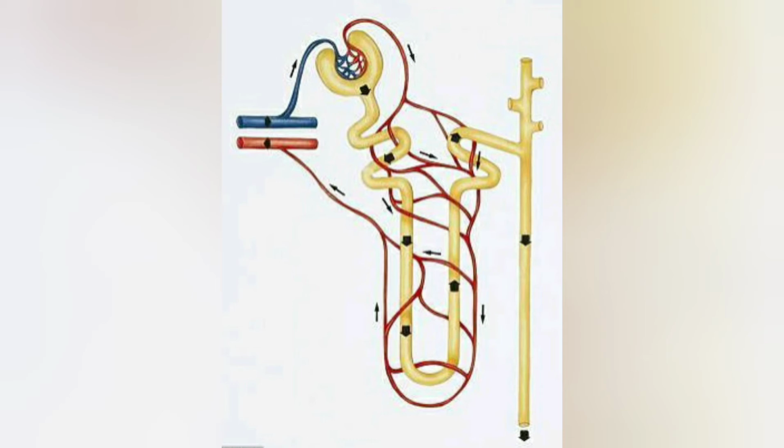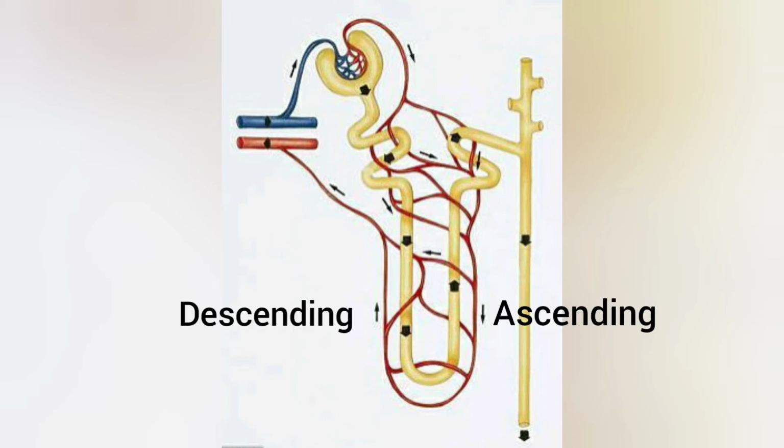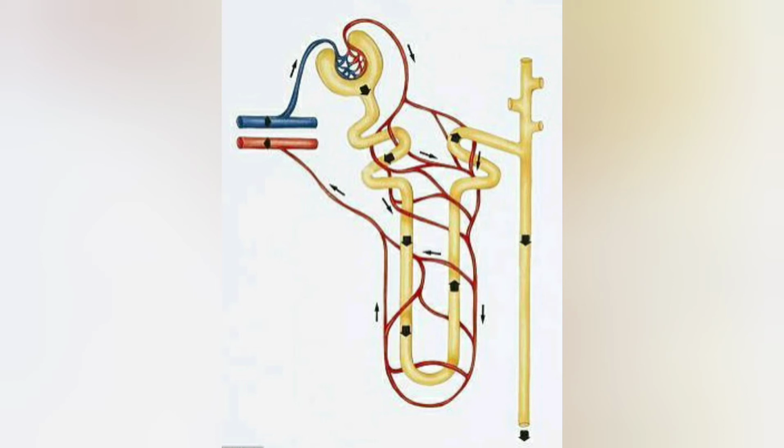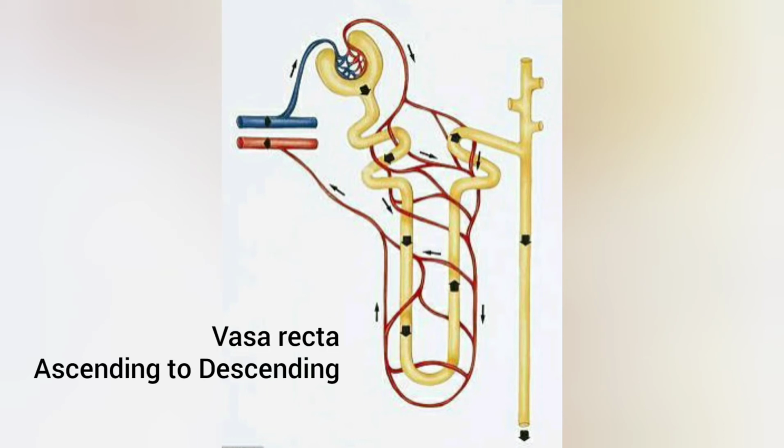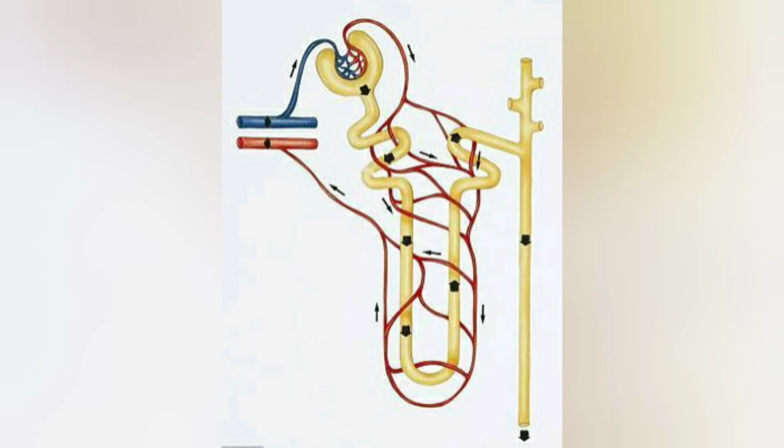In case of vasa recta, the blood flows from the ascending to the descending part. That means both are antagonistic to each other. In the loop of Henle, the direction is from descending to ascending limb, whereas in vasa recta, the blood flows from ascending to descending limb. The wall of the descending limb is thin and permeable to water. We already studied about it. Whereas the wall of the ascending limb is thick and impermeable to water.